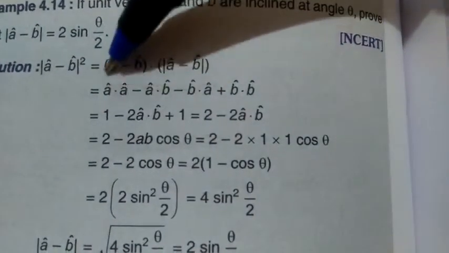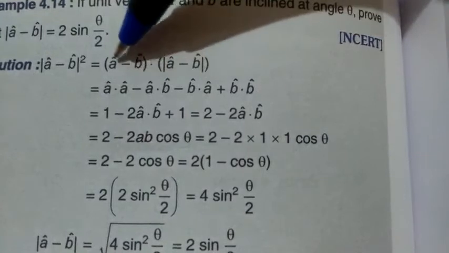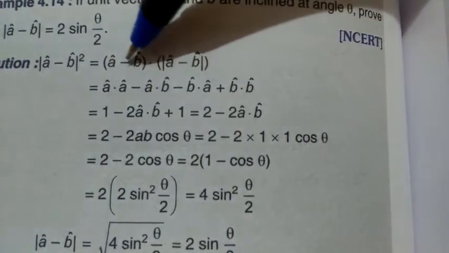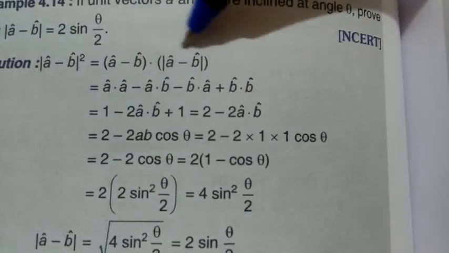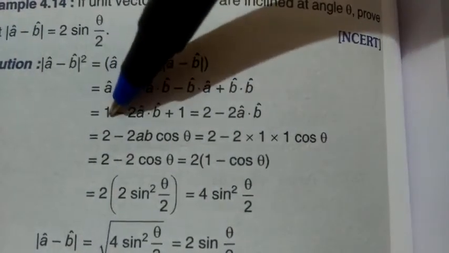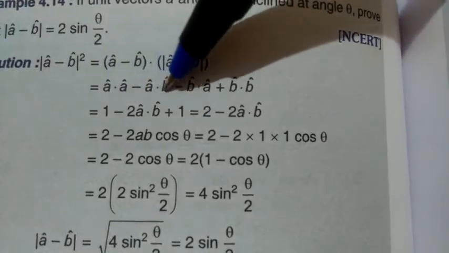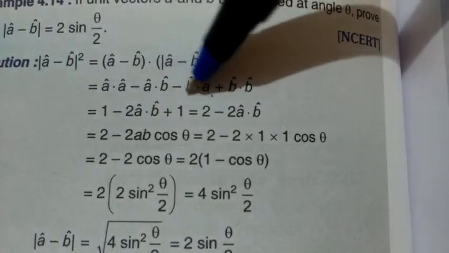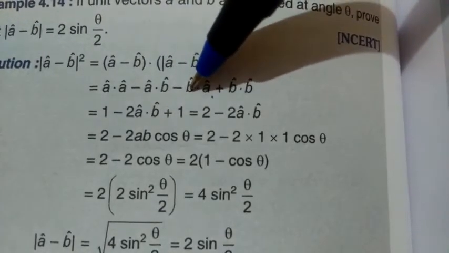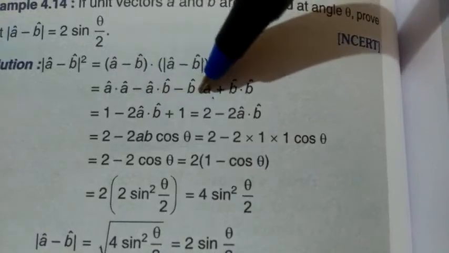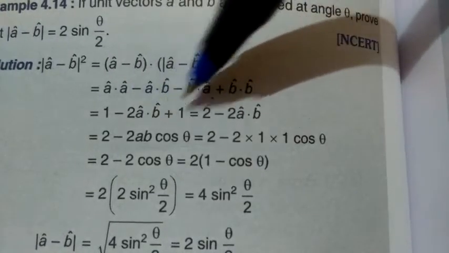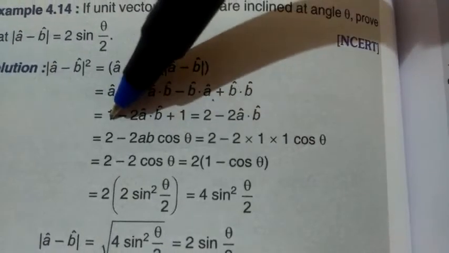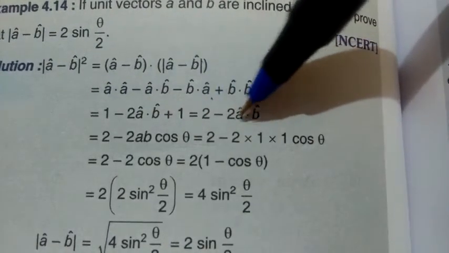Then we further solve it. A dot A minus A dot B minus B dot A, then this minus and minus will become plus B dot B. A dot A becomes 1. Here A dot B and B dot A are there. As we know that dot product is commutative, this B dot A can also be written as A dot B. So we get minus 2 A dot B plus B dot B, which equals 1. This 1 plus 1 becomes 2. So 2 minus 2 A dot B.